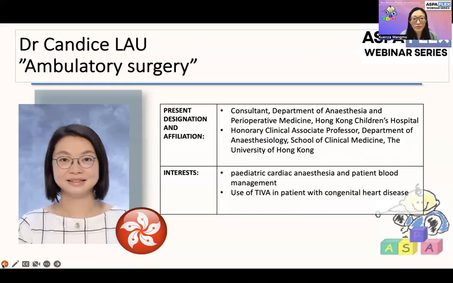Now the next speaker is Dr. Candice Lau, and she is a consultant anesthesiologist with the Department of Anesthesia and Perioperative Medicine, Hong Kong Children's Hospital. She's also an honorary clinical associate professor with the Department of Anesthesiology, School of Clinical Medicine, Hong Kong University. She has special interest in pediatric cardiac anesthesia and patient blood management, and also special interest in the use of TIVA in patients with congenital heart disease. Over to you, Dr. Candice.